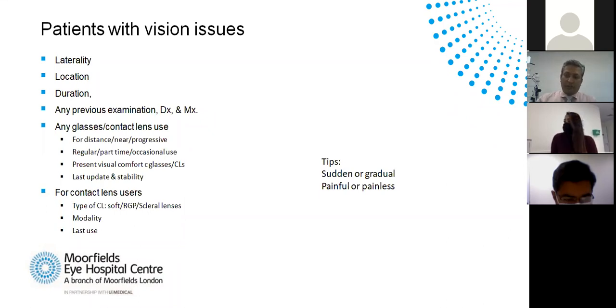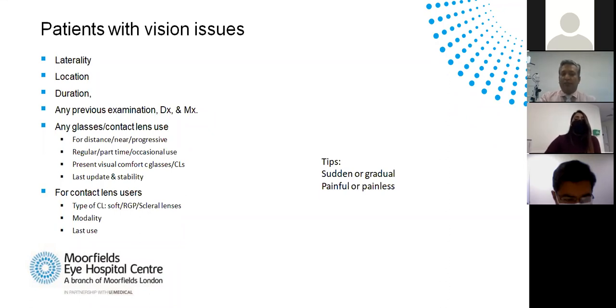Or if there is a dryness issue, that can also give a similar kind of information or response. And the other part is the last update and stability in both glasses and contact lenses. This is also important. This gives us an idea about their refractive status and how frequently they are updating these things. So for the contact lens user, there are a few other pieces of information that we should know.